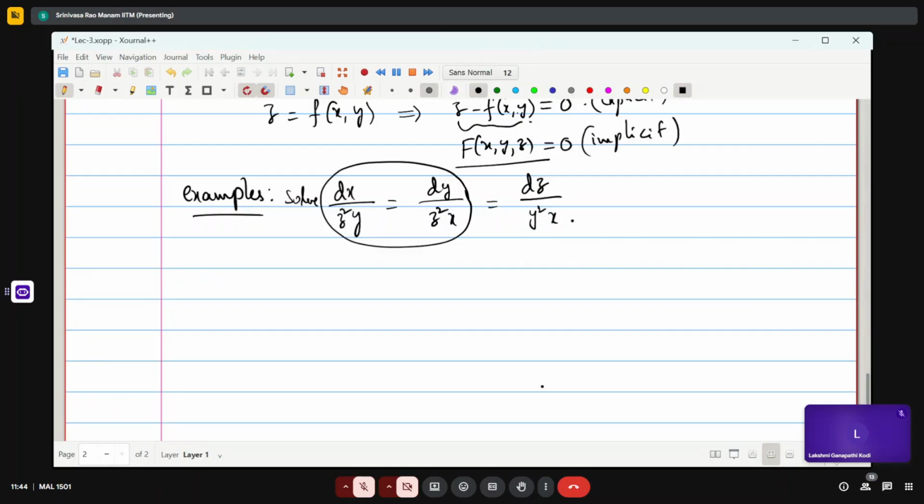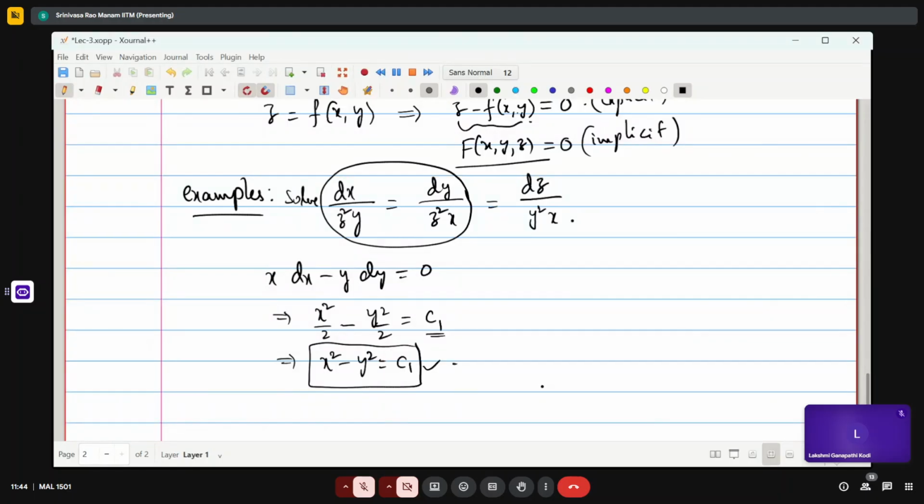If you do this, I can cancel z square, so what you have is x dx minus y dy equal to 0. This means it's simply x square by 2 minus y square by 2. You integrate both sides, x dx and y dy, and you'll get this equal to a constant c1. So what you are getting is x square minus y square equal to an arbitrary constant. So this is one equation.